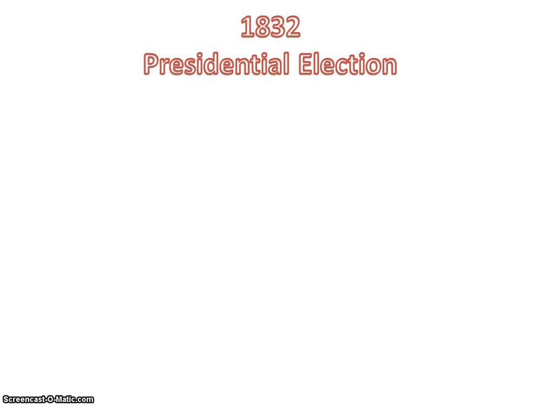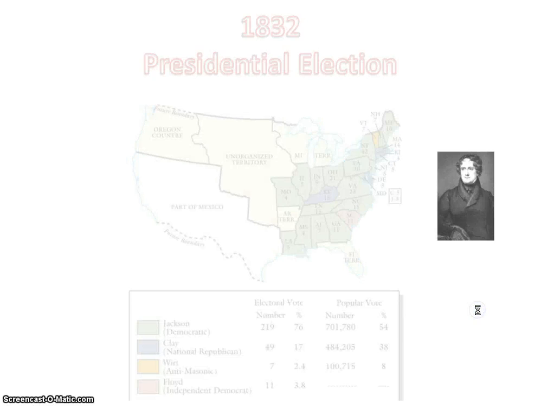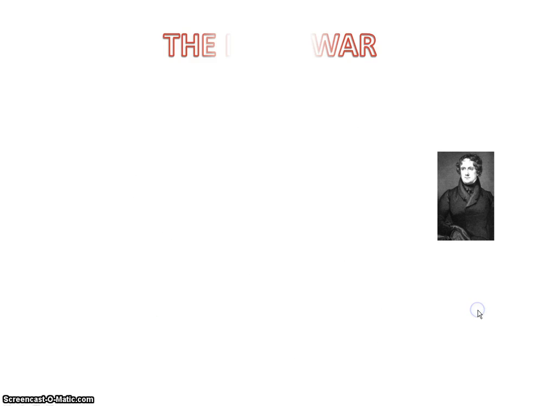In 1832, there's another presidential election, and Jackson is running, and he does pretty well in that election. As you can see, he gets 76% of the electoral vote. So he is still popular in much of the country.